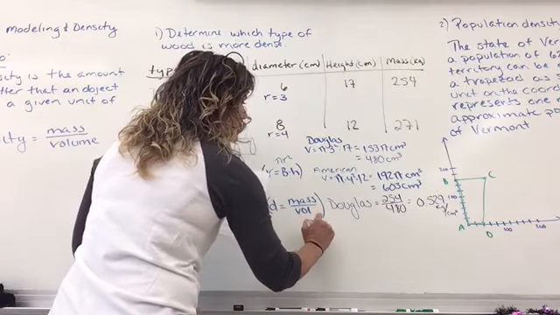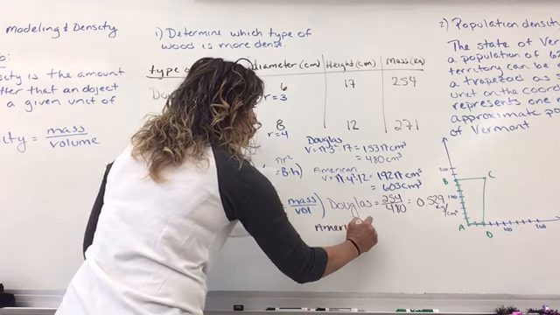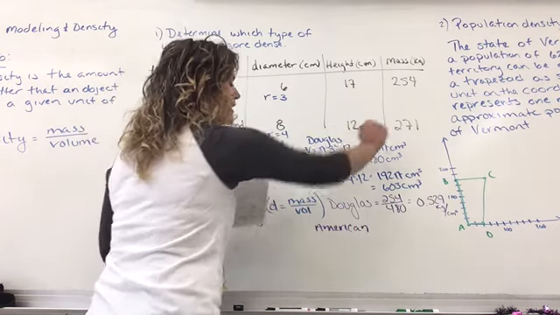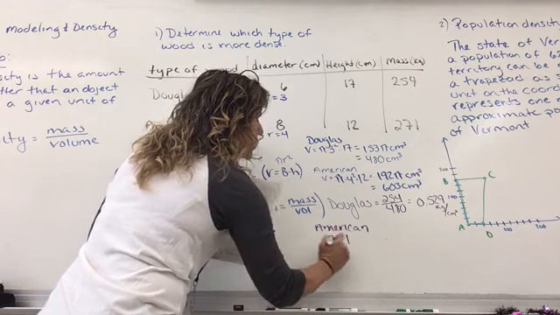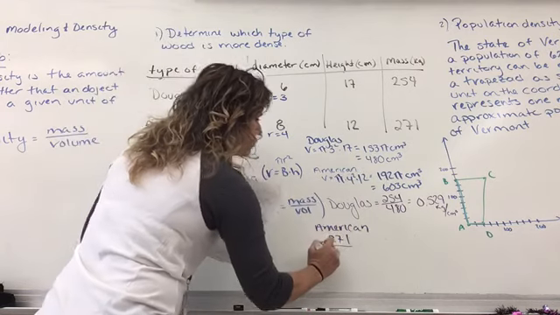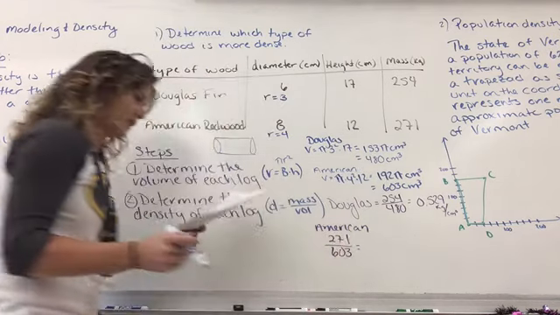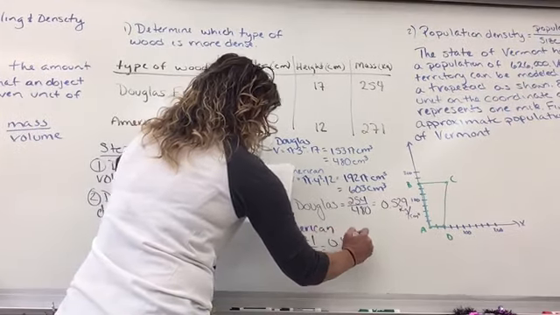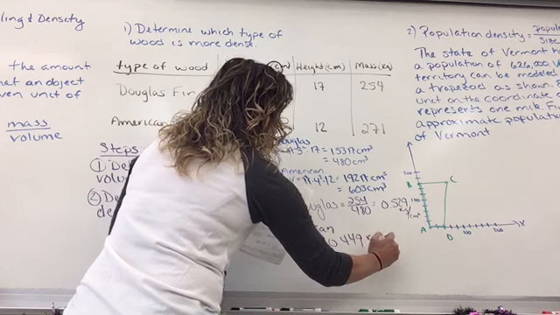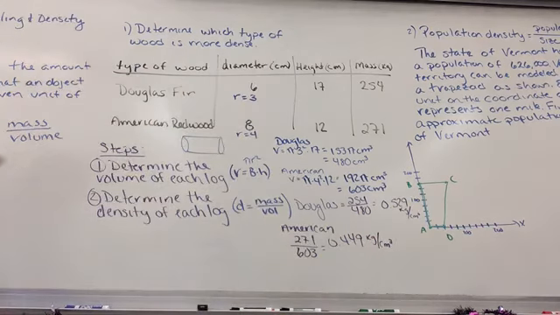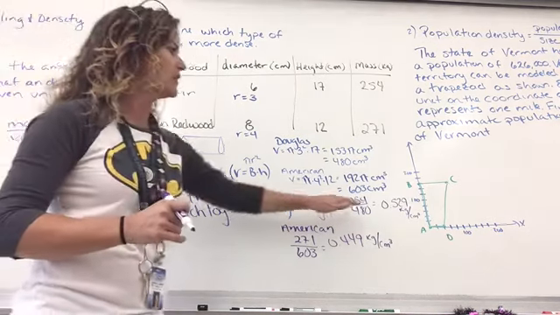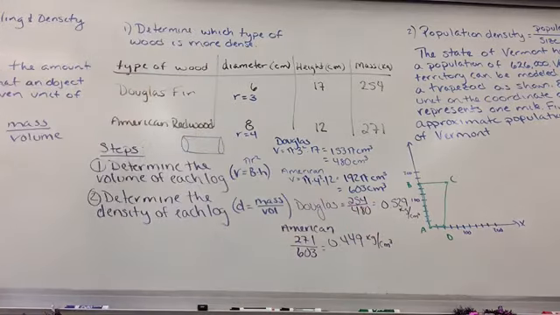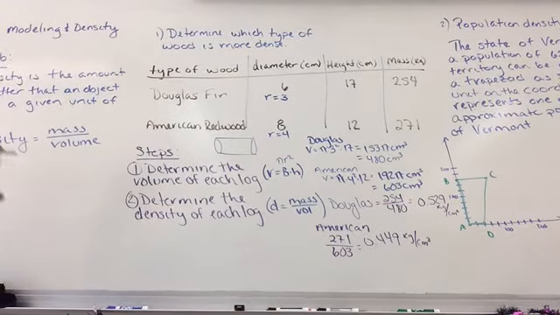And to find the American redwood, we take its mass, that 271, and we divide it by its volume of 603. And when we do so, we get approximately 0.449 kilograms per centimeters cubed. So when we look at which one's denser, which number's bigger? Douglas fir has a bigger number, so that means the Douglas fir has a bigger density.